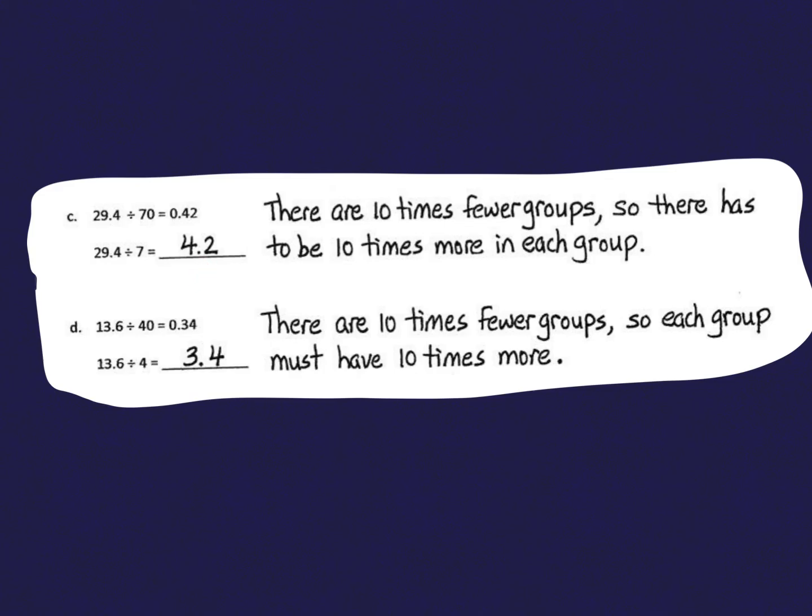I got 4.2, 3.4. These are the explanation. There are 10 times fewer groups, so there has to be 10 times more in each group. So how do we get more? Well, we're still dividing, but this second time, we're dividing by less, right? We're dividing by less than 70. So our number is going to be bigger. And the same thing happened down here, 3.4. So there are 10 times fewer groups, so each group must have 10 times more. So if you got that, kiss your brain. If you're still struggling with that, go ahead and pause the video and come talk to Mr. Cooper.